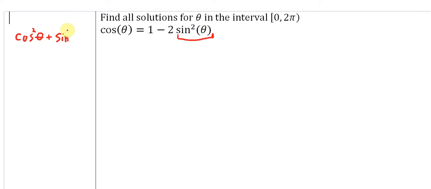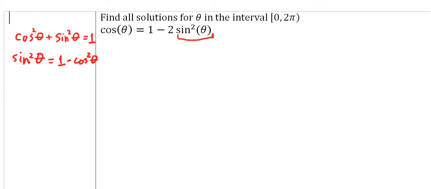cosine squared theta plus sine squared theta is equal to 1. So one of the ways that we could use this identity is simply just to rewrite it a little bit, and we can say that sine squared theta must be equal to 1 minus cosine squared theta.